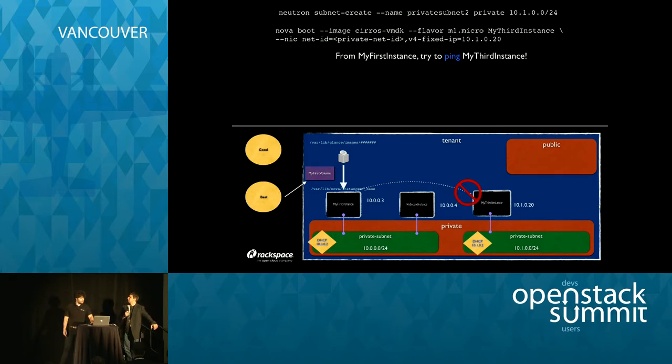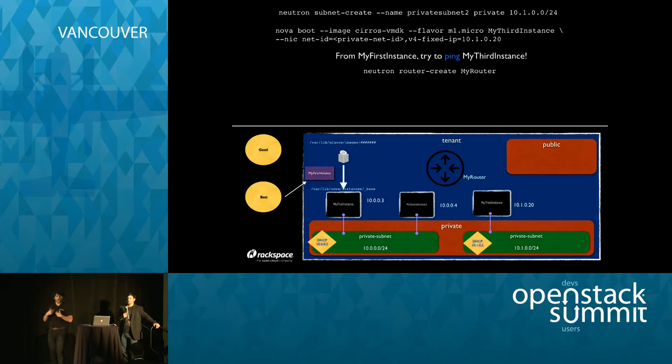So what we're going to do is create a router using neutron router-create my router, just like that. And guess what? You own that router. So Starbucks is spinning up routers, McDonald's is spinning up routers, Burger King, they're all spinning up routers. They own those routers.